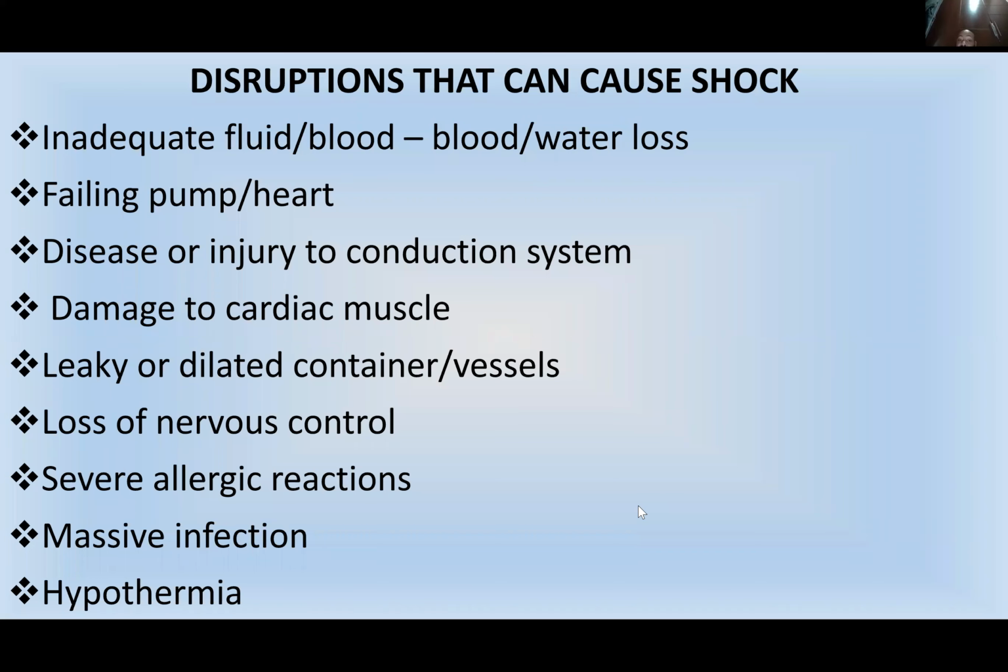There can be a disease or injury to the heart or conduction system, damage to the cardiac muscle, leaky or dilated container vessels, loss of nervous control. That can be a neurogenic shock. Severe allergic reactions, that's your anaphylactic shock. Massive infection is going to be your septic shock, and then hypothermia. And all of those will affect your body.